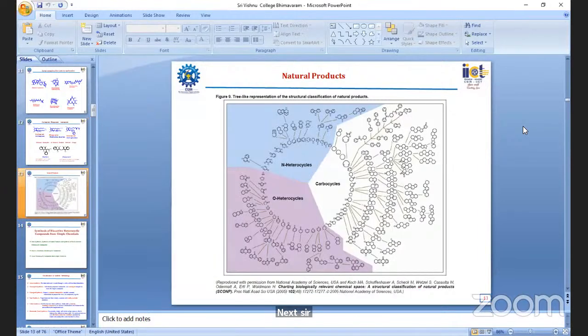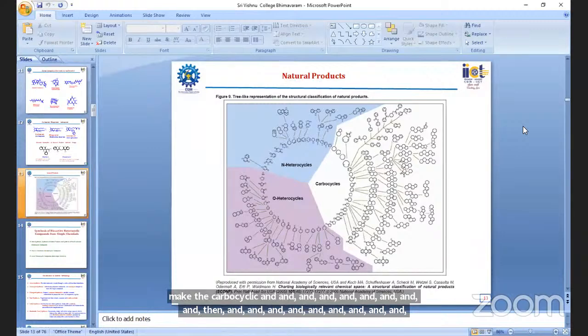If you see this slide, I took it from Google, where it is showing the natural product tree. You can see the nitrogen heterocyclic and oxygen heterocyclic. That means compounds having a nitrogen moiety, and the O heterocycles, that means oxygen-containing heterocycles, and carbocycles, that means totally carbons are there. So you can have carbocyclic, nitrogen-containing heterocyclic and oxygen-containing heterocyclic compounds. Several compounds are isolated, and all the compounds are shown in this particular chart.